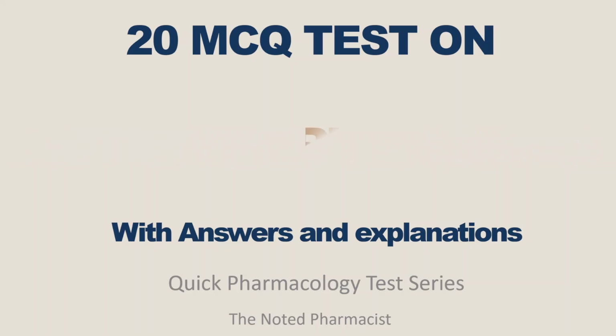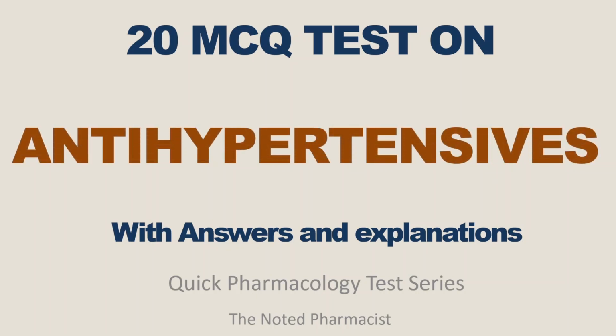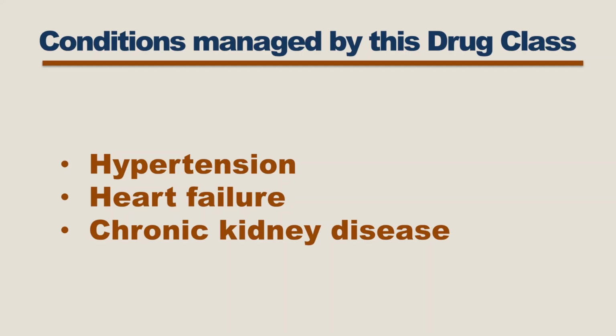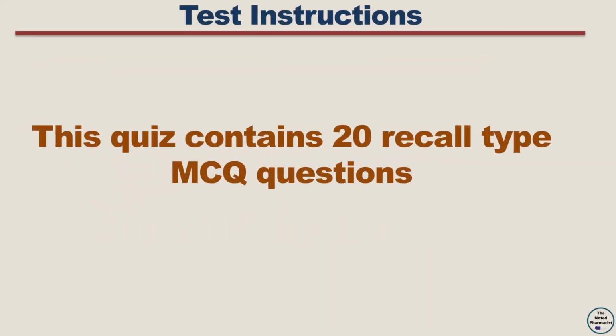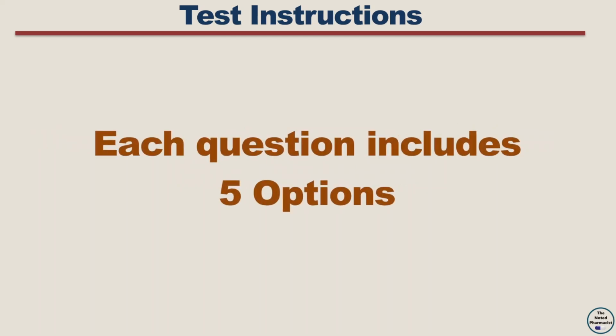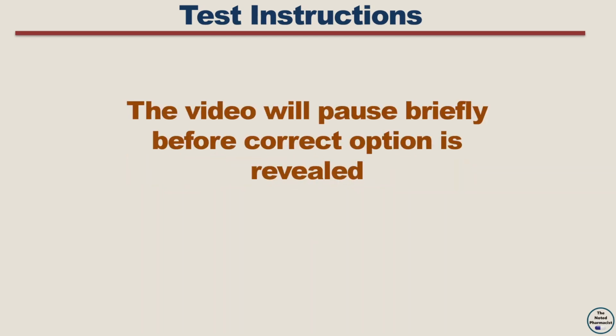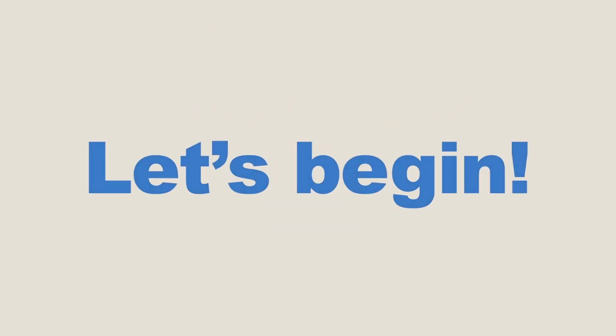In this video, we will focus on antihypertensive drugs, a key topic in cardiovascular pharmacology. These drugs are used to manage conditions such as hypertension, heart failure, and chronic kidney disease, among other conditions. This quiz contains 20 recall-type multiple-choice questions designed to reinforce your understanding. Each question has 5 options, followed by the correct answer and a brief explanation. The video will pause briefly after each question to allow you time to think before revealing the answer. So, let's get right into it.